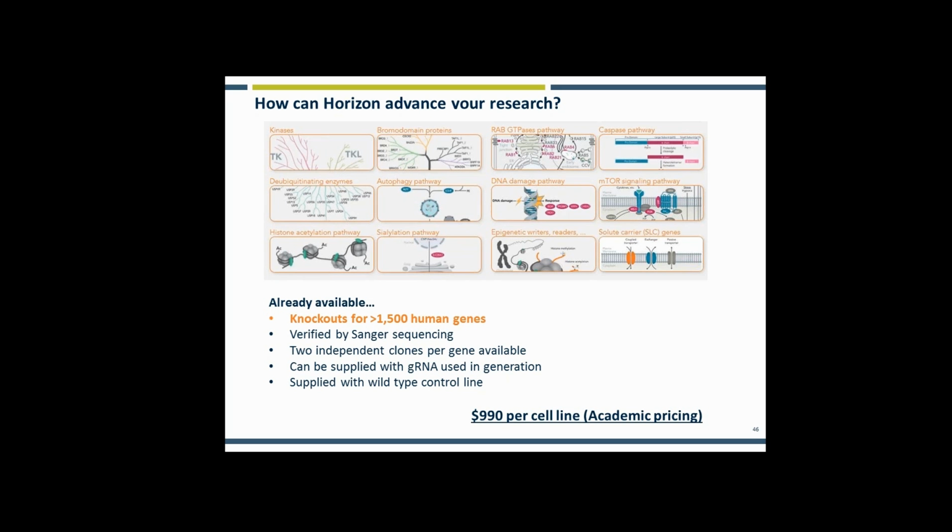And as with all of our isogenic modified cell lines, they're supplied with a wild type control such that you can really attribute any phenotypic observations to the genomic modification made in that cell line. So these cells sell at $990 per cell line for academics, and slightly more for industry pricing.